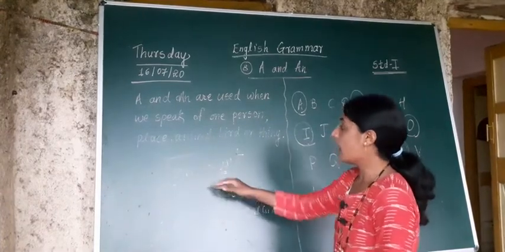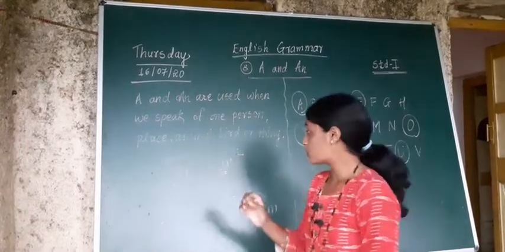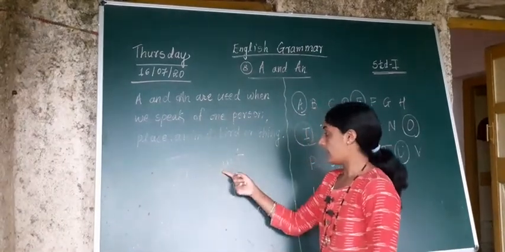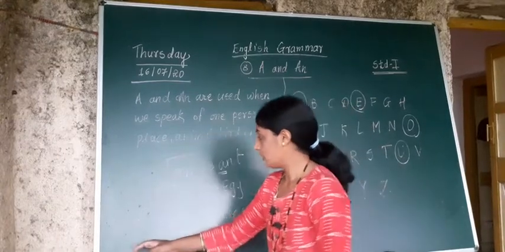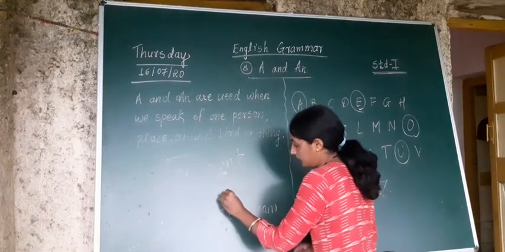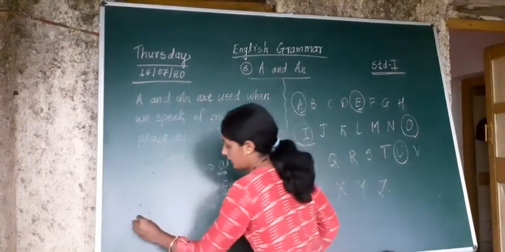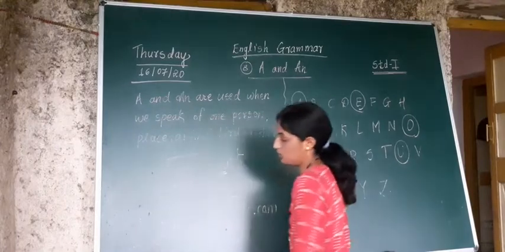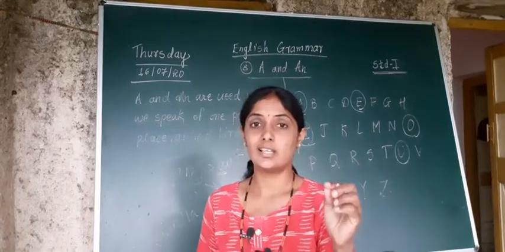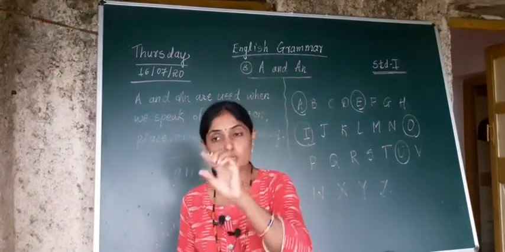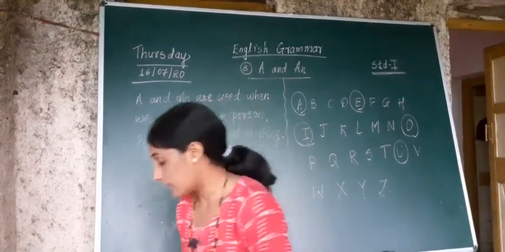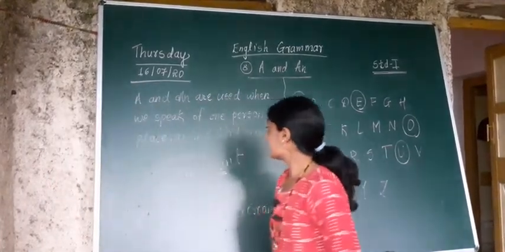In this way, an article is used before vowel words. Before which words? Vowel words. A, E, I, O and U. Understood? I have underlined it. A, E, I, O and U. So before vowel words, the words which sounds vowel, before those words we are using which article? We are using an article. Which article? An article.